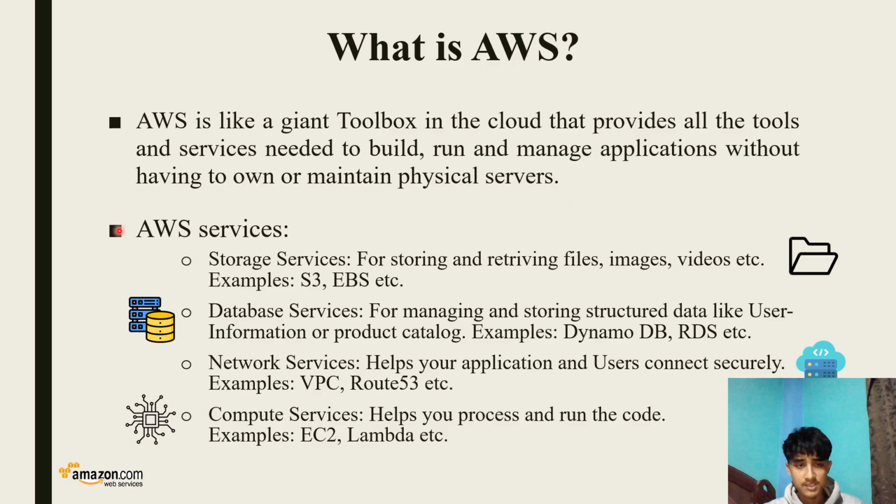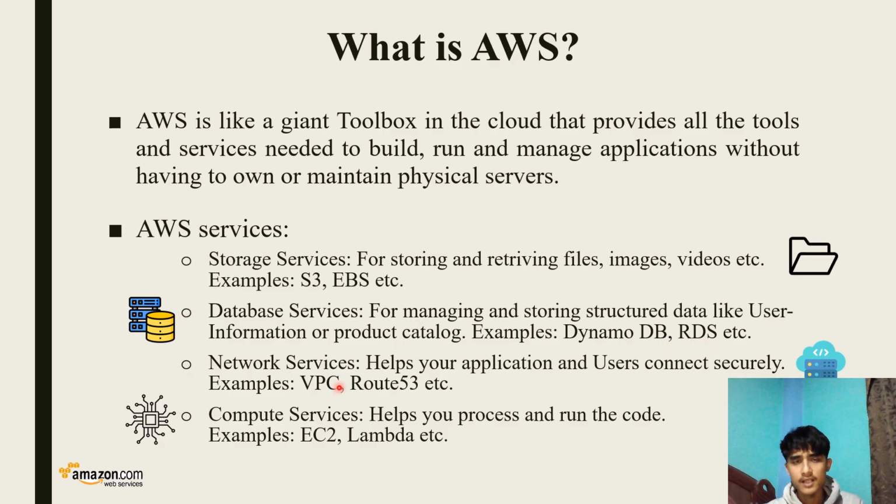There are different services under AWS, some of which I have described below. First one is storage service. Storage service is used for storing and retrieving files, images, videos, and many more. Amazon S3 and EBS are examples of storage services. Second one is database service. It is used for managing and storing structured data like user information or product catalog. DynamoDB and RDS are examples of database services.